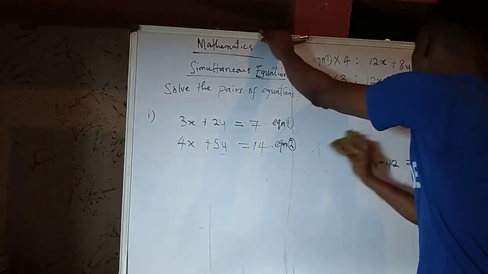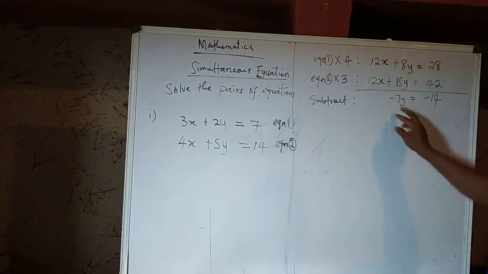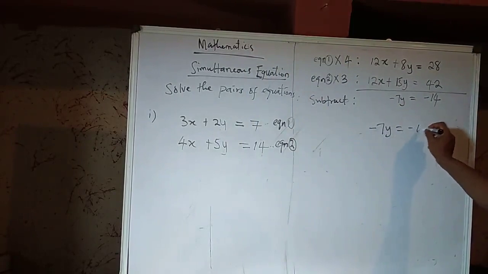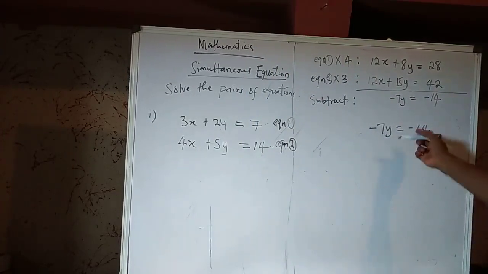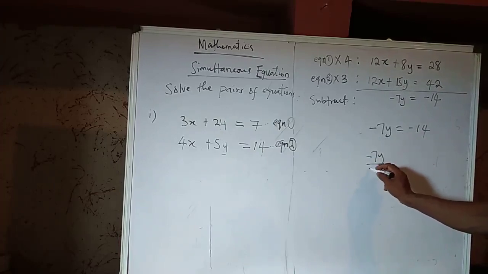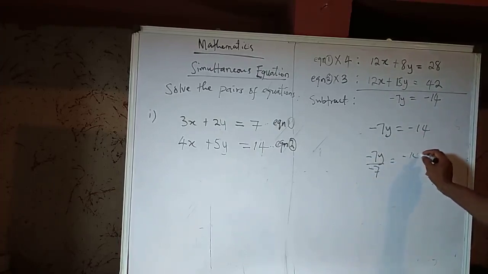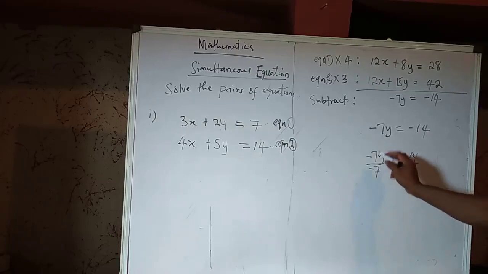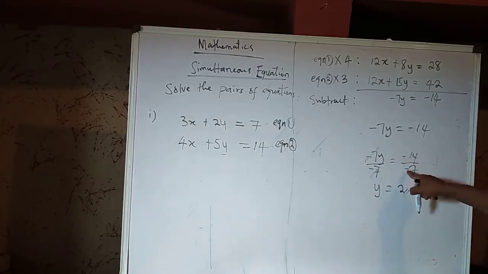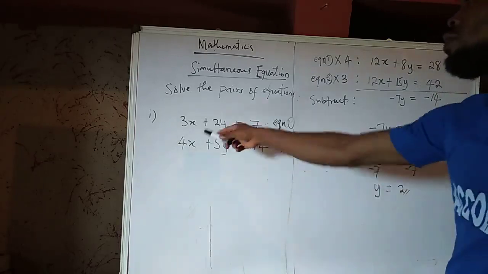Now we have succeeded in reducing this whole equation to just minus 7y equals minus 14. To find the value of y here, we are going to divide both sides by minus 7. Once we do that, this will cancel out and we are left with y. Minus 14 divided by minus 7 is simply going to be 2, because minus divided by minus is positive, and 14 divided by 7 is 2. So that's the answer to that. We are done, but we also need to find x.